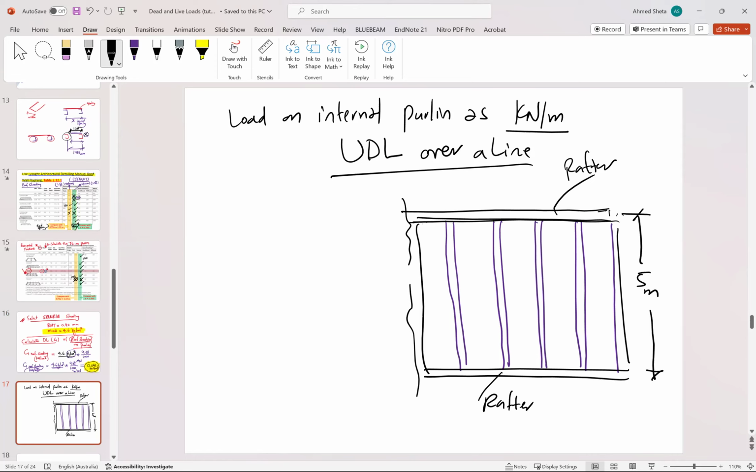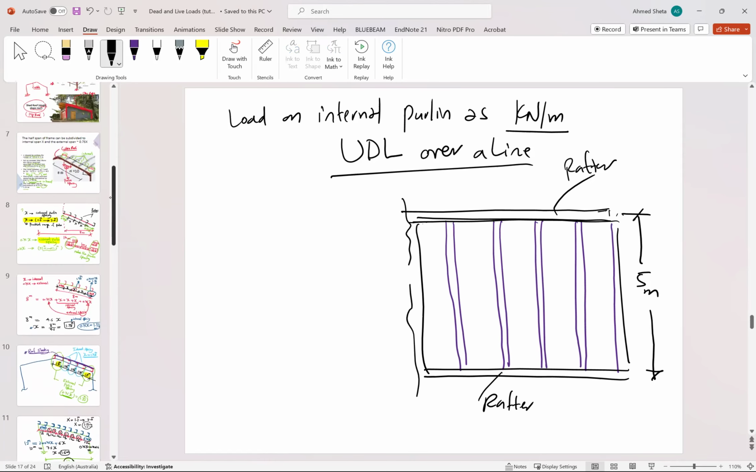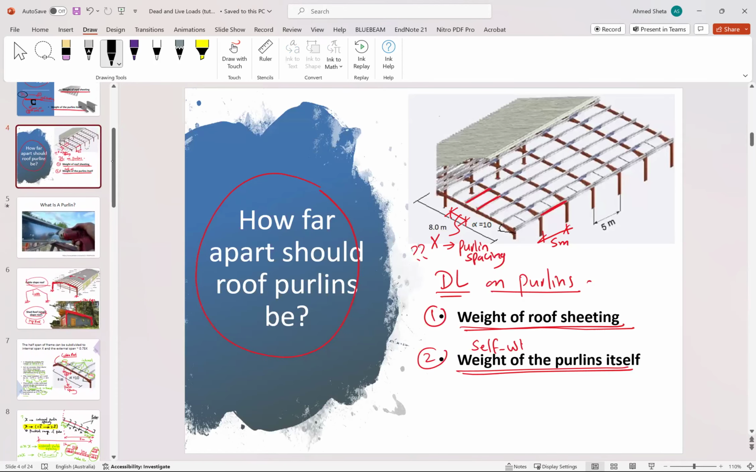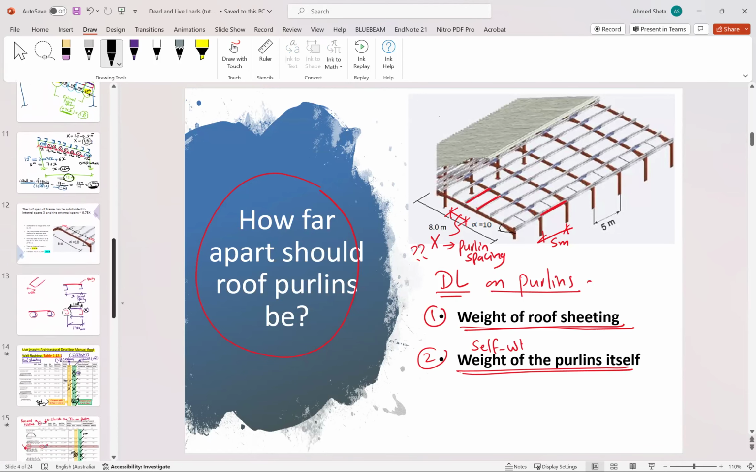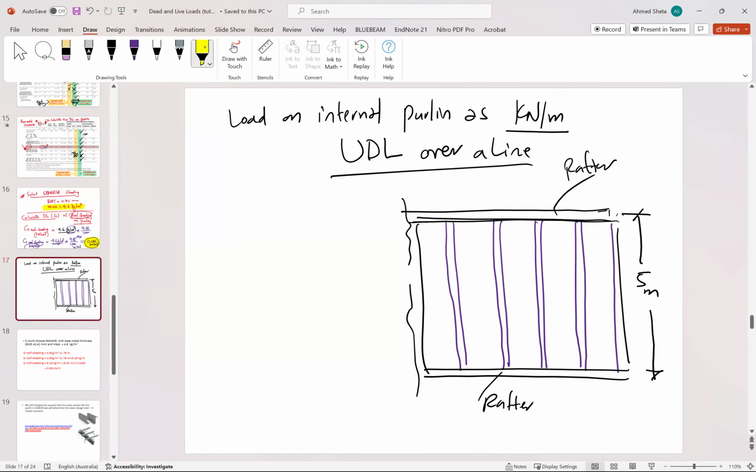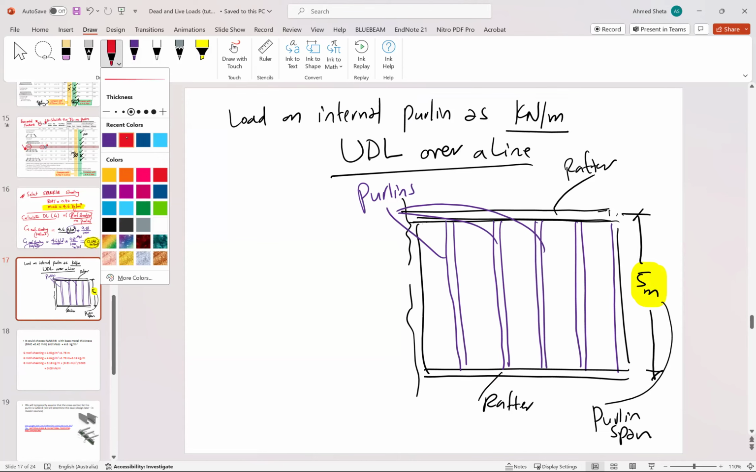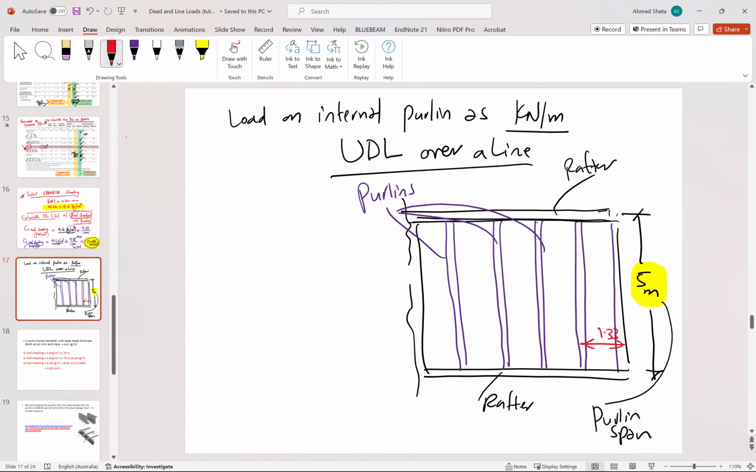5 meter. Okay. If we go back to the first slide, how much is the distance between each rafter? 5 meter. This is the span of the Purlin. So 5 meter is the Purlin span. What are these purple elements? These purple elements are the Purlins. What is the spacing of the Purlins? If you can remember, this edge is 1.33 meter, then 1.78, 1.78, and 1.78, and we have another edge of 1.33 meter.